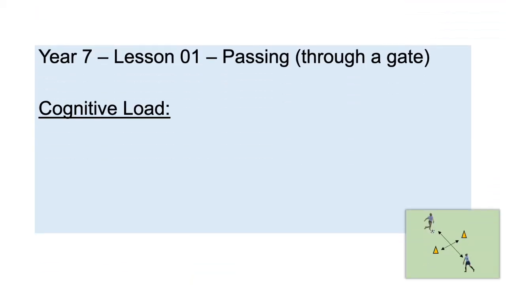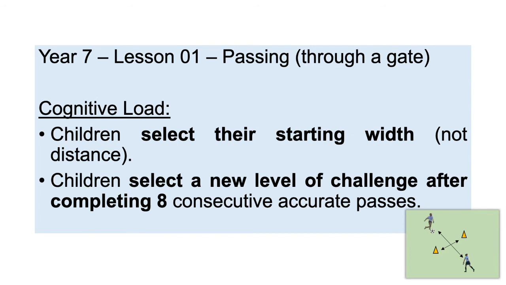Finally, we can differentiate the activity by increasing the cognitive load on the children. The children can select their starting width, and the children could select a new level of challenge after completing 8 consecutive accurate passes. So from taking a fundamental skill like passing a ball in football, you can see that we have applied increased challenge to differentiate the activity.